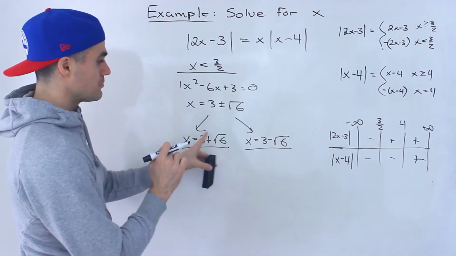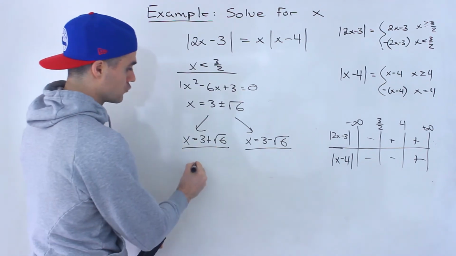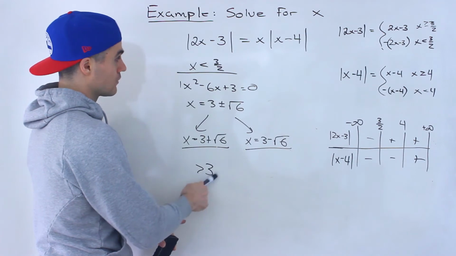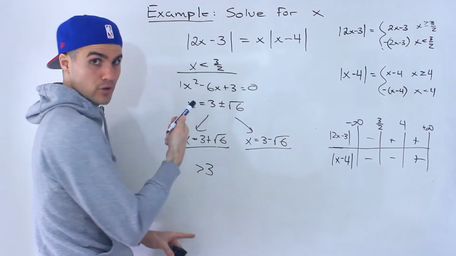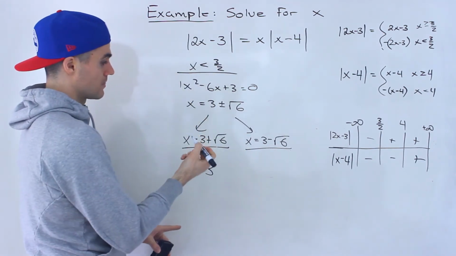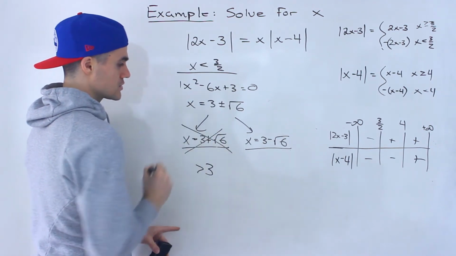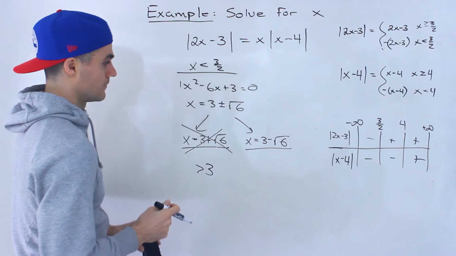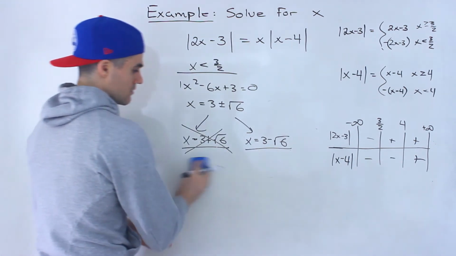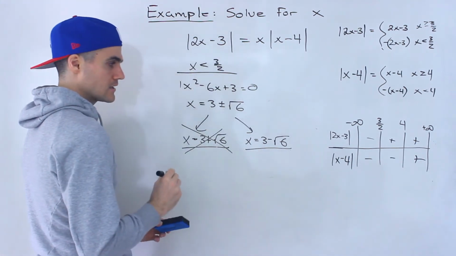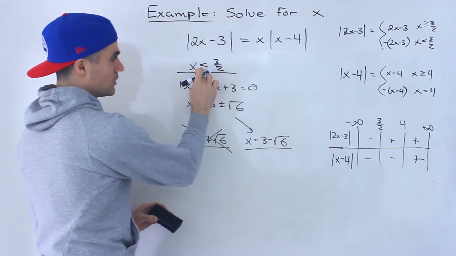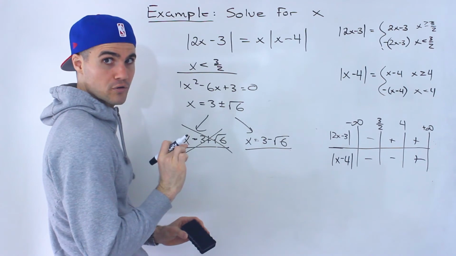Well, 3 plus root 6 is going to be greater than 3 for sure. And notice that anything greater than 3 is not less than 3 over 2, which is like 1.5. So we know this solution is not going to work for this interval. How about this solution though? The 3 minus root 6. So this one's a little tougher to see. Is this going to be less than 1.5?